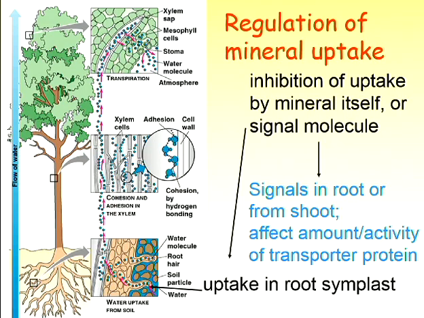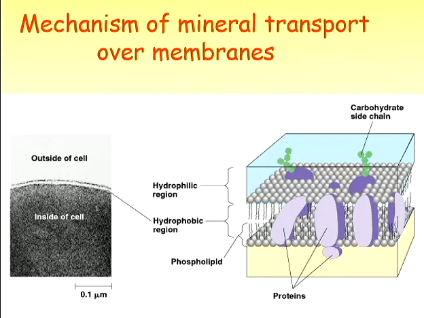Or there could be interaction between proteins, protein-protein interaction that down-regulates the activity of a certain transporter. So there are different modes of regulation. Complex but interesting. So that was all kind of whole plants, needs, movements of minerals. Any questions about that before we delve into membrane transport mechanisms?